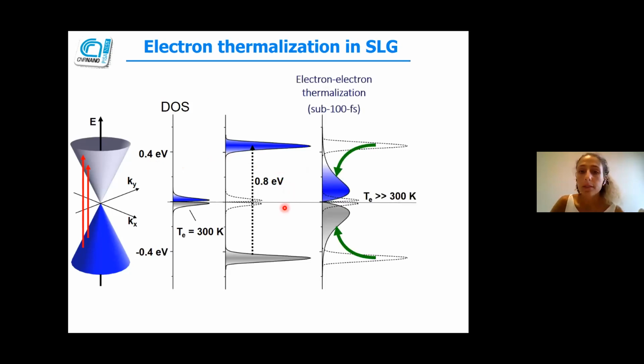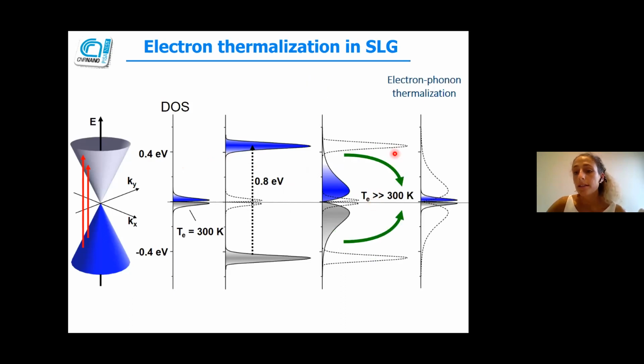By means of electron-electron scattering, this out of equilibrium carrier distribution rapidly thermalizes to a Fermi-Dirac distribution that has a precise and well-defined electron temperature. In this study, we were interested in the subsequent step of the relaxation dynamics, during which the hot Fermi-Dirac distribution cools down to the equilibrium.